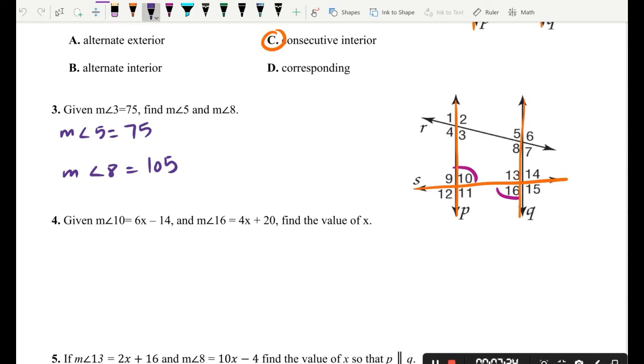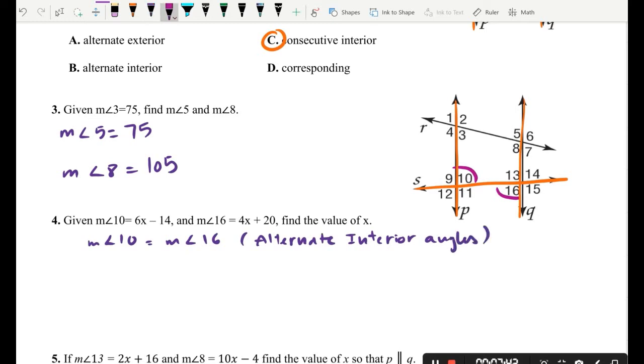So measure of angle 10 equals measure of angle 16 because of the alternate interior angles. Okay, so now what we're gonna do is plug them in. 6x minus 14 equals 4x plus 20.